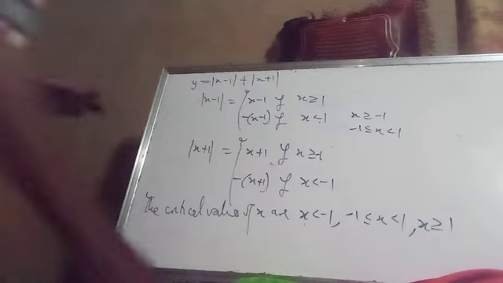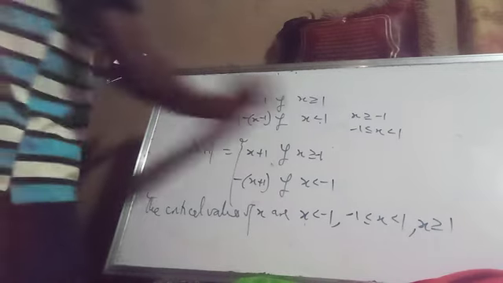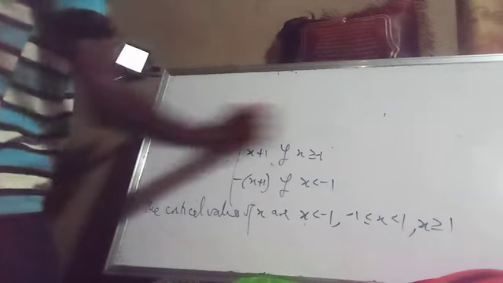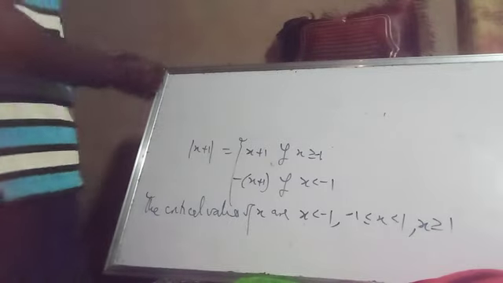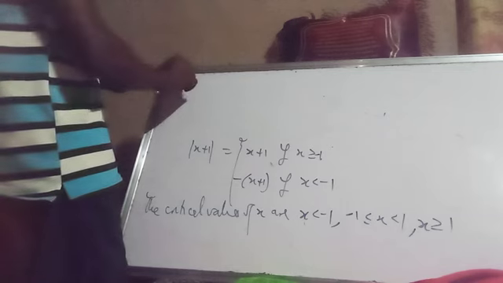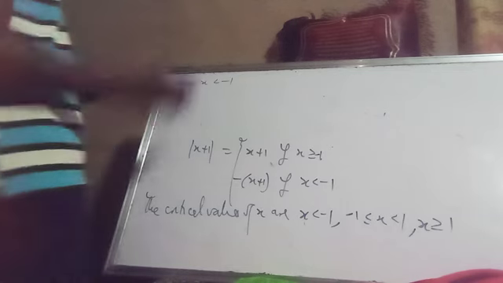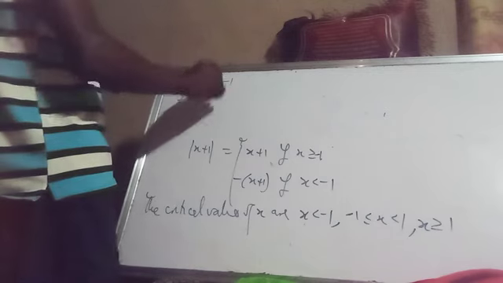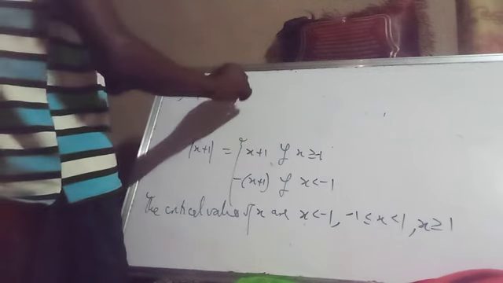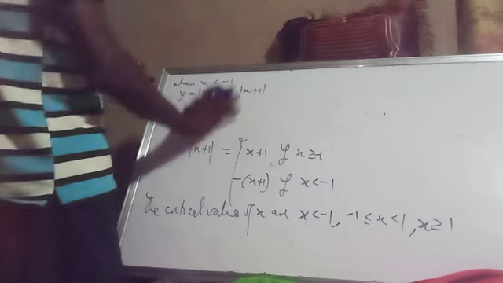When x is less than minus 1, let's look at y. y is the absolute value of x minus 1 plus the absolute value of x plus 1.